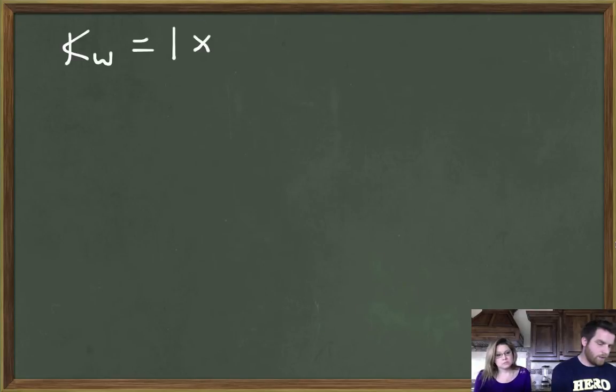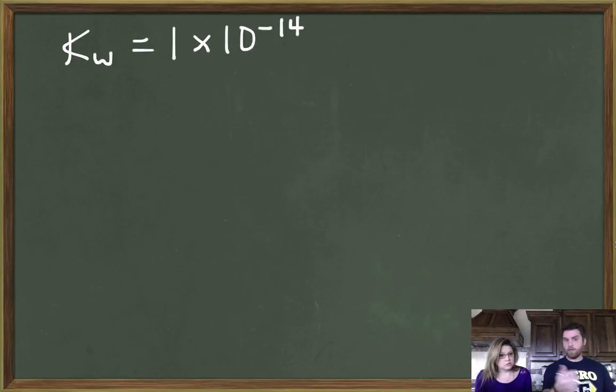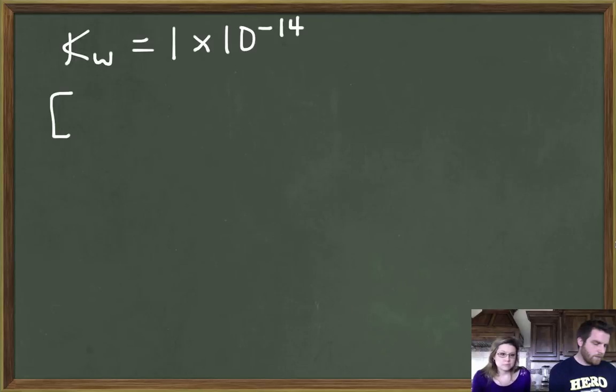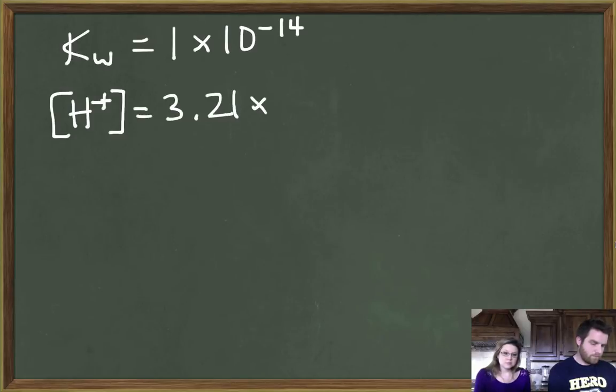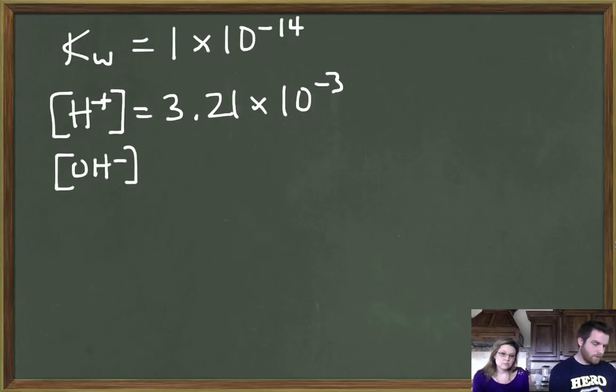So let's do a couple of examples. I'm just going to write Kw up here. Kw is 1 times 10 to the negative 14th. And this is on your formula chart. You don't have to memorize it. So let's pretend I've got a hydrogen ion concentration of 3.21 times 10 to the negative third. And I want to know what is my hydroxide ion concentration.